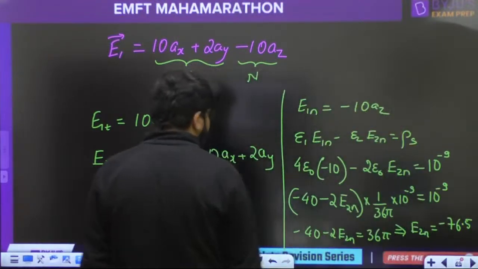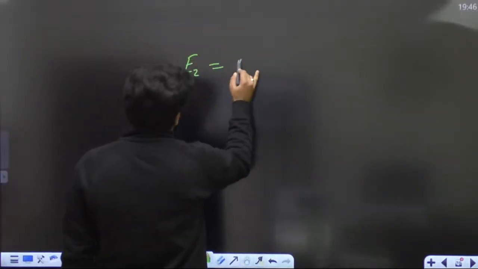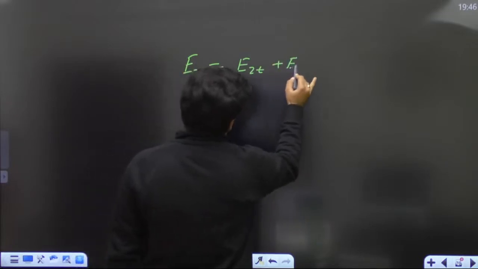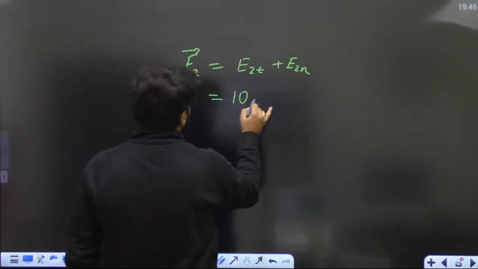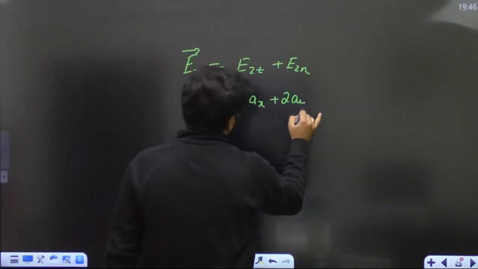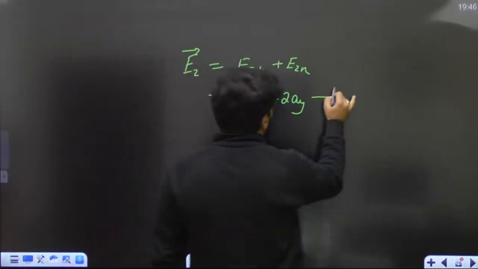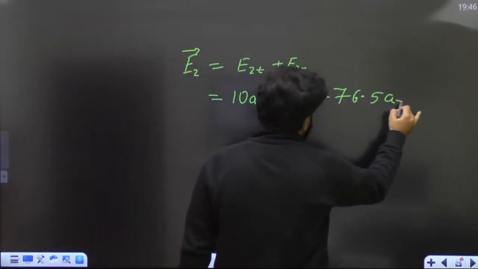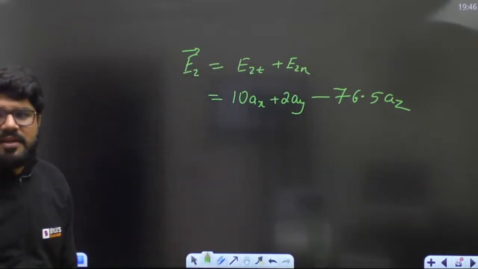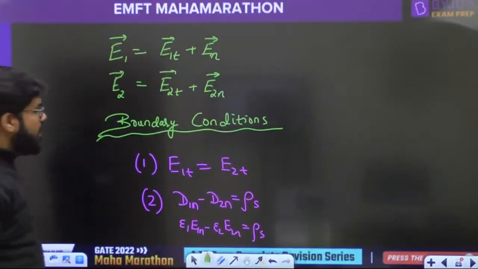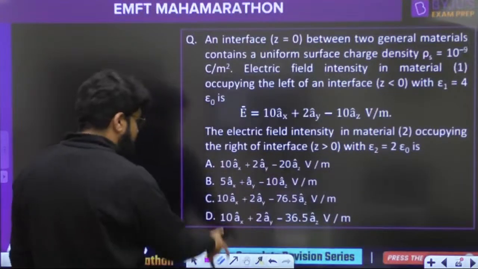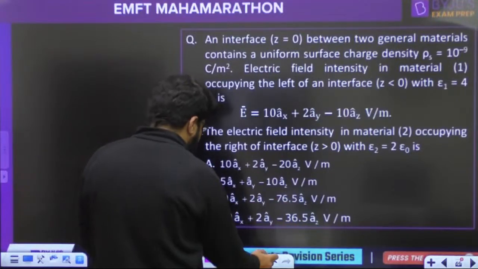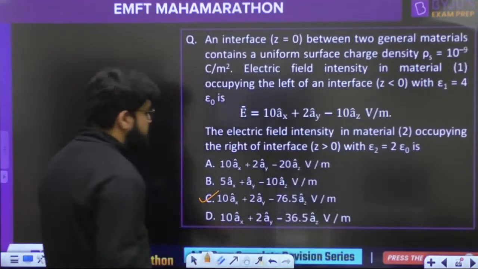So what is the final electric field? Electric field E2 should be E2T plus E2N, right? The tangential component remains the same, 10ax 2ay, and the normal component is turning out to be minus 76.5. Normal direction means z direction, so this is minus 76.5 az. Got the calculations, guys? The correct answer is 10, 2 and minus 76.5. Option number C.